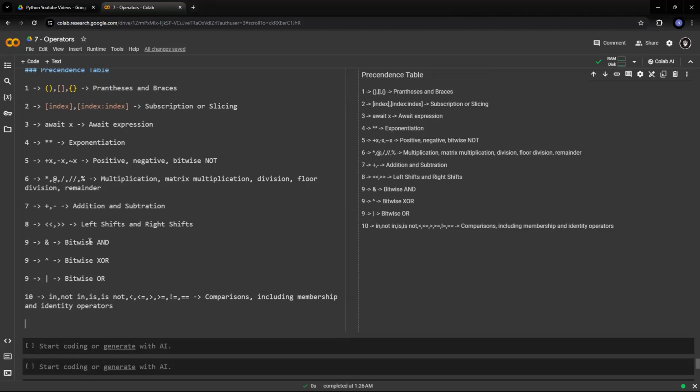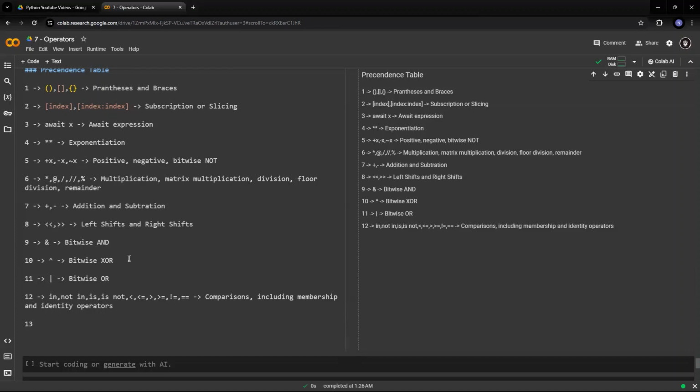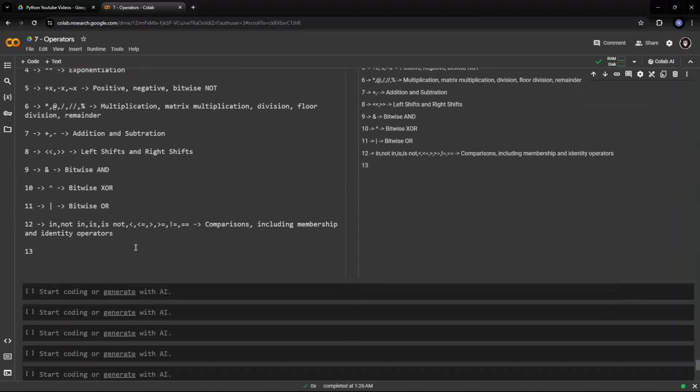Next is your 11th. Let me check whether I have done the numbering correctly. Okay, this is your 10th, this is your 11th, this is your 12th. So the 13th one is, let me scroll a bit up, the 13th one is your Boolean not, which is not X. You can say that's Boolean not.